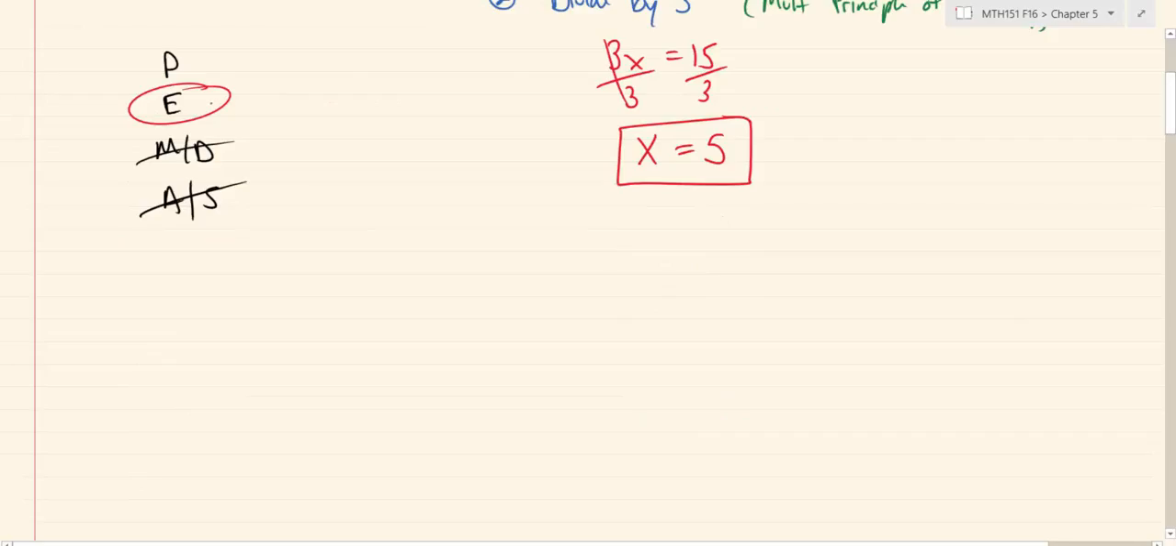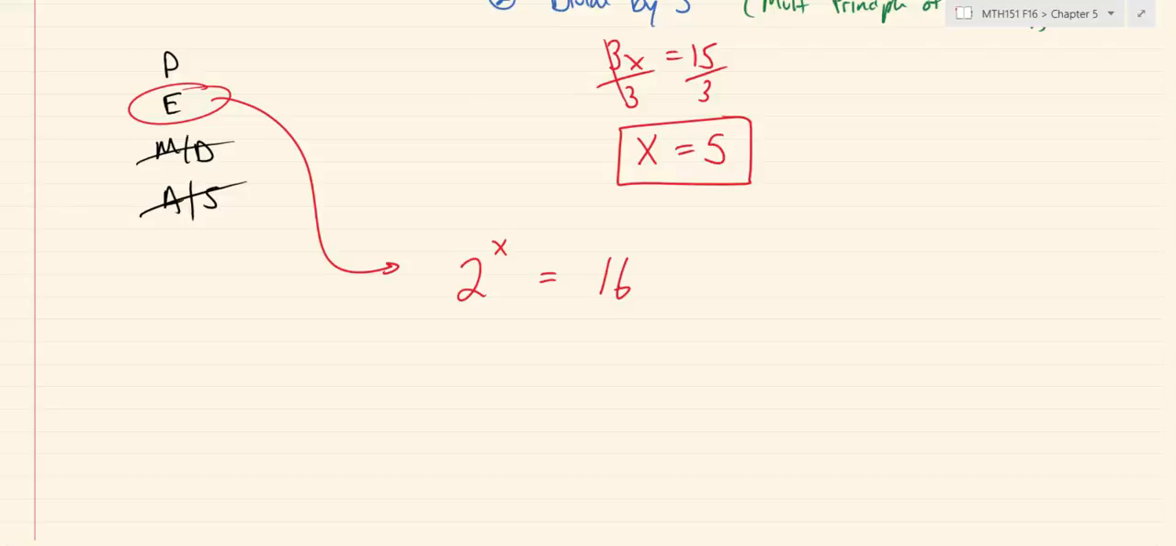So when it comes to exponents, let's say that we had an equation like 2 to the x equals 16. And we want to solve this. Now notice there's no addition, no subtraction, no multiplication, no division. So those techniques that we used before cannot be used. So now we have to come up with a new technique.